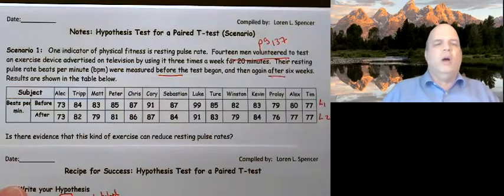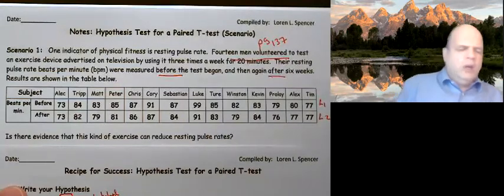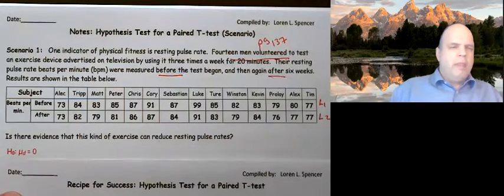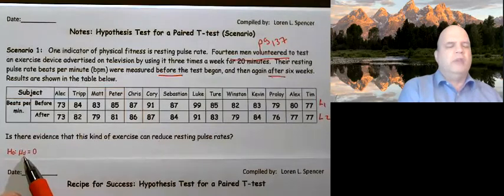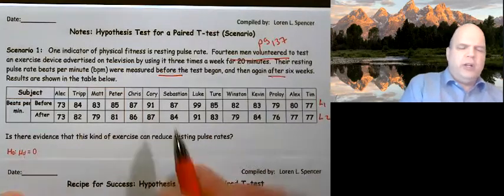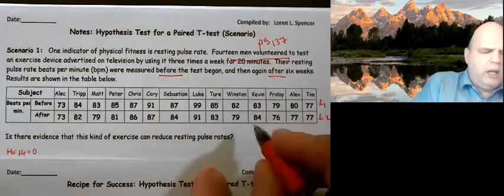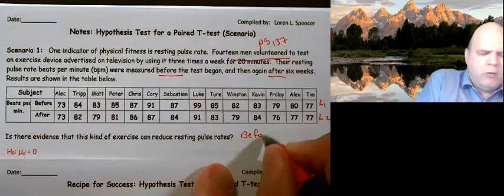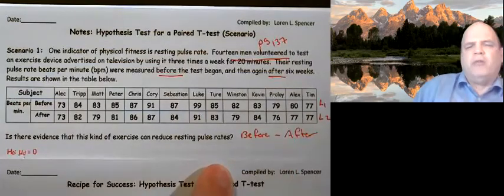So their question to us is, is there evidence that this kind of exercise can reduce resting pulse rates? So we're looking for reduce, all right? So the null hypothesis is always going to be mean difference equals 0. Now the alternative, you need to take a moment, and this gets students sometimes. So we are going to go before minus after. And I could have chosen after minus before, but I'm going to do before minus after.